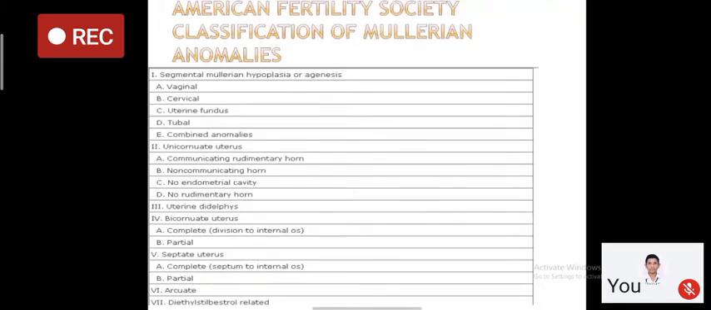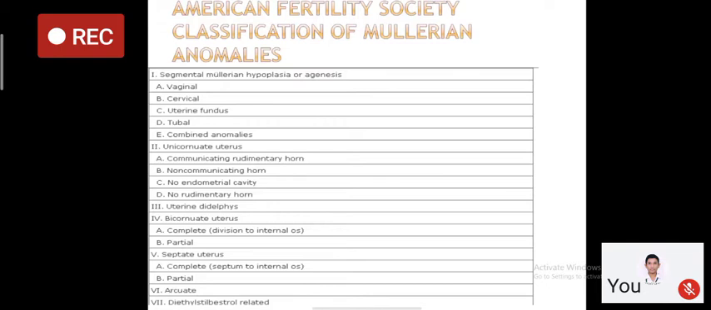So this is the ASRM classification, American Fertility Society classification, that is called the AFS classification or the ASRM classification of Mullerian anomalies. So there are 7 classes of Mullerian anomalies. One is segmental Mullerian hypoplasia or agenesis. There is complete absence of the vagina, cervix, uterine fundus, or the tubal structure, or the combined anomalies.